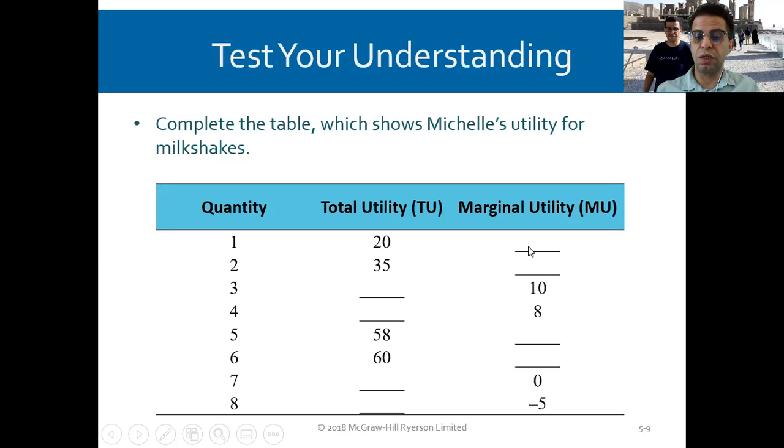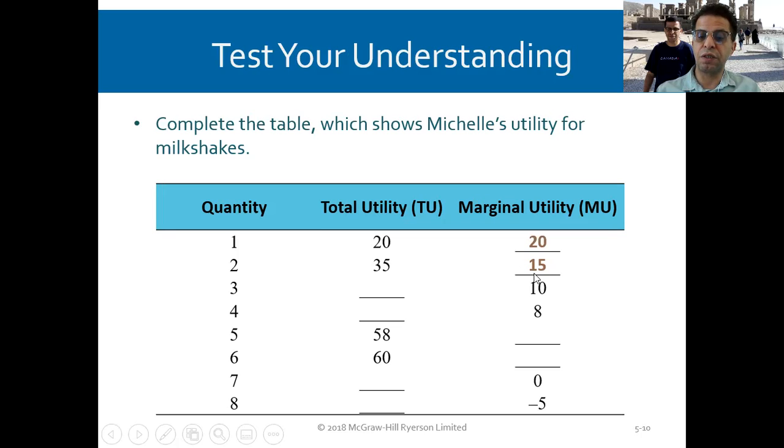Definitely, the total utility is the marginal utilities added together. So it is 20, because before that nothing was consumed. Here it should be 20. As we see here, it changed to 35. The difference is 15, so the second one that we consumed gave us 15.